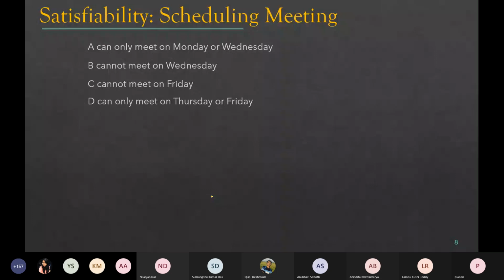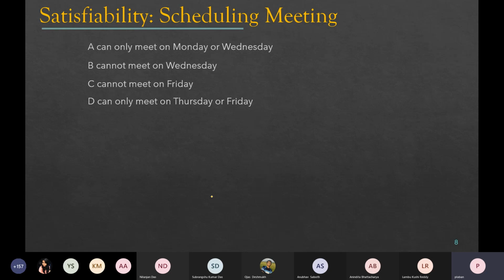Let us take a real life example, and this example concerns scheduling a meeting, and this meeting involves 4 persons. Here is a set of constraints that are imposed by these persons. A says that A can meet only on Monday and Wednesday, B says that he or she cannot meet on Wednesday, C cannot meet on Friday, and D can meet only on Thursday and Friday. The question is whether we can have a meeting or not.